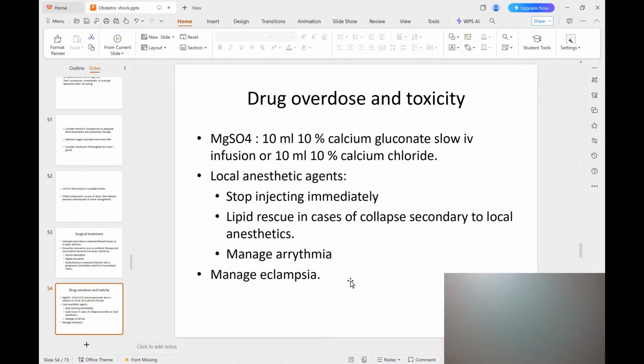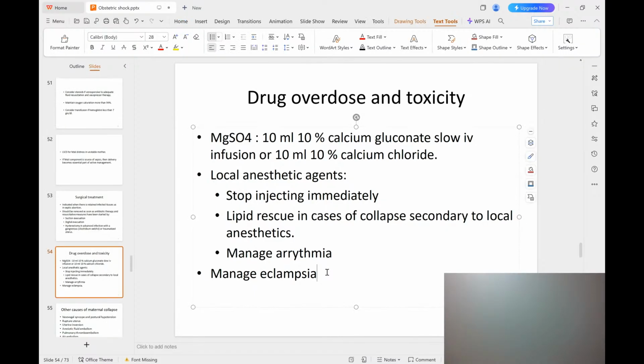Some causes like drug overdose or toxicity: in magnesium sulfate toxicity, give 10 ml of 10% calcium gluconate as slow infusion or 10 ml calcium chloride. In case of local anesthetic toxicity, it should be stopped, and lipid rescue given in case of collapse. And management of arrhythmia, management of eclampsia is also equally important.